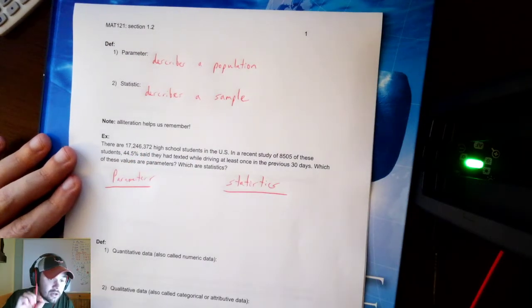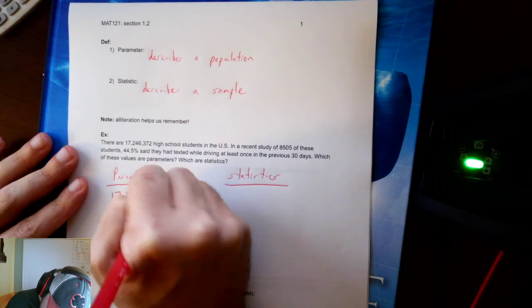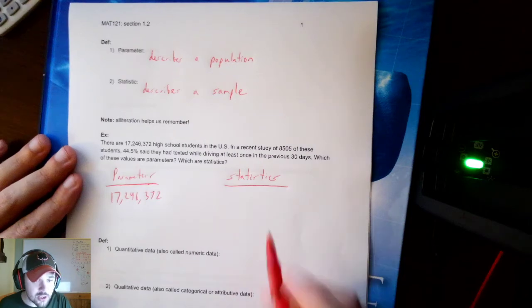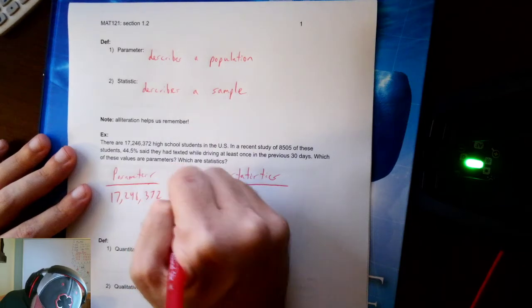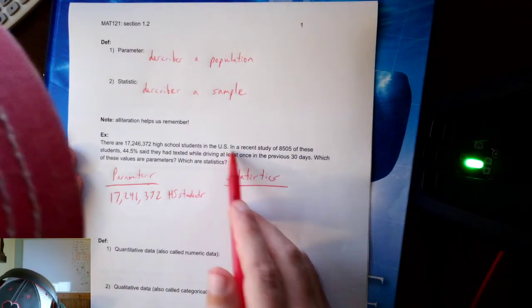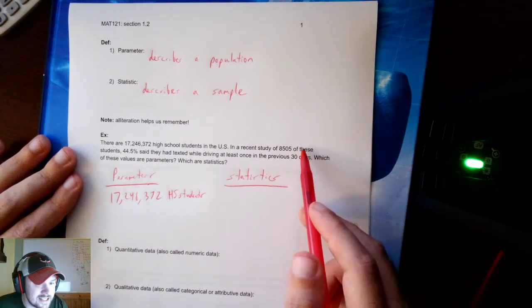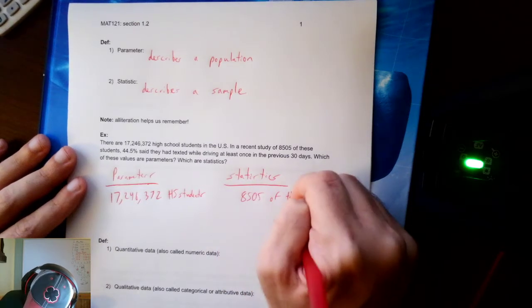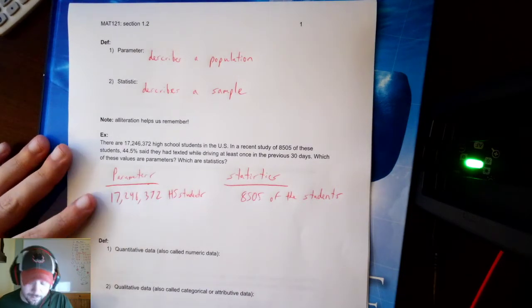17,246,372, that's a parameter. That's the population in question. So 17,246,372 is our first parameter. That was the first number. That was a parameter. Described the population. High school students. And then the next number, in a recent study of 8,505 of these students, that's the size of the sample. So 8,505 of the students. That's a statistic, right? It describes the sample.